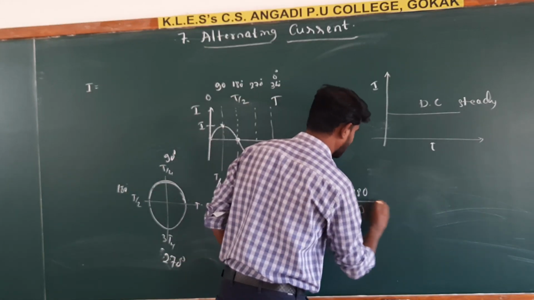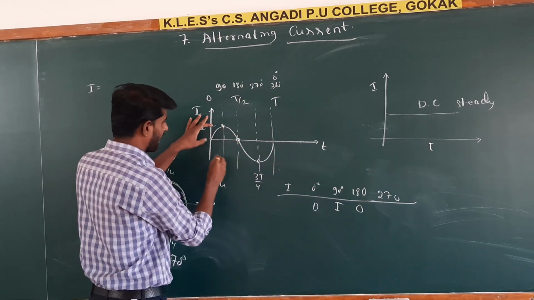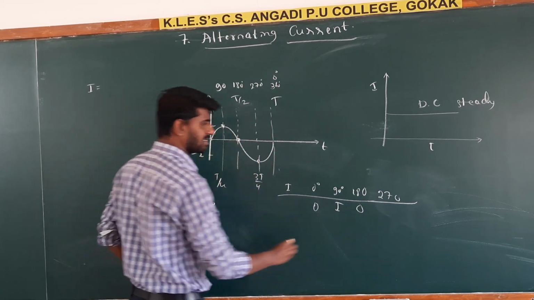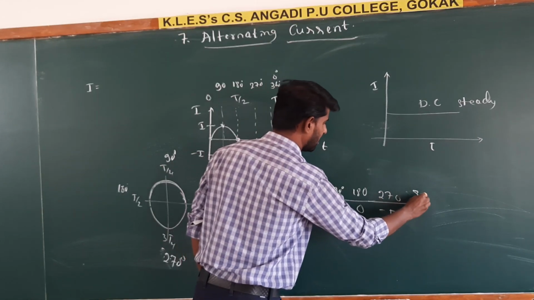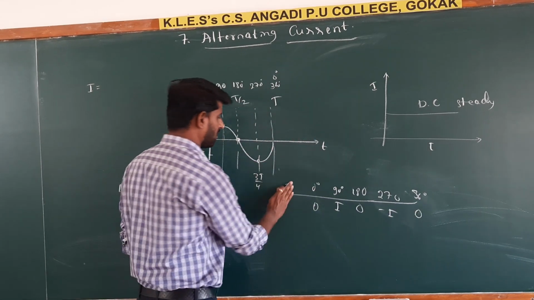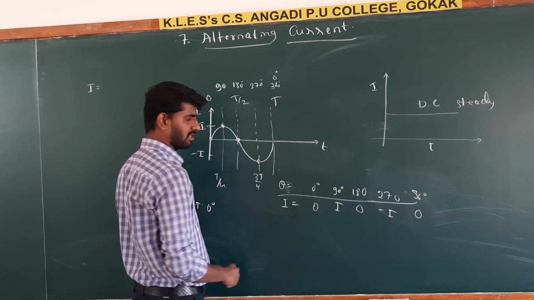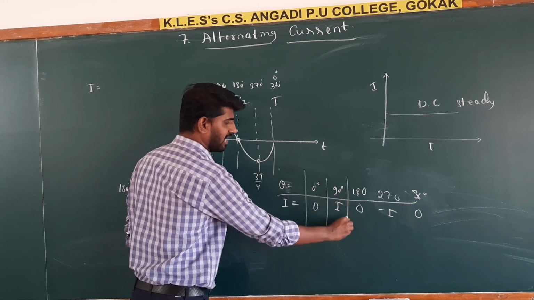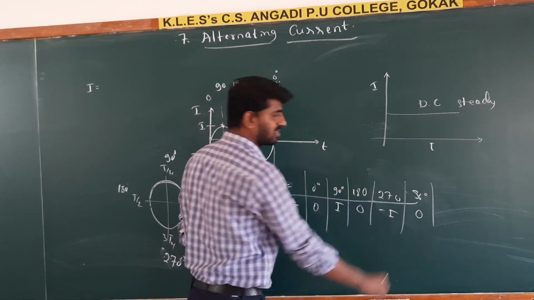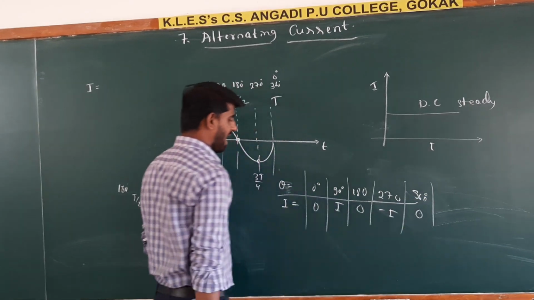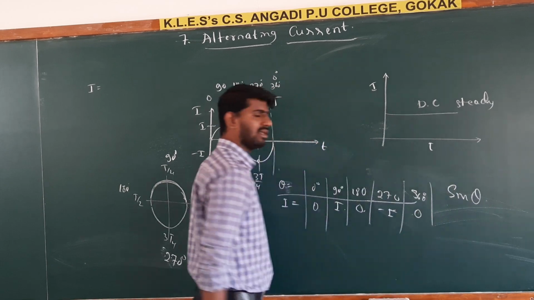In case of 270, this is minus I, since the same distance is here, so this is minus I. In case of 360, again this is 0. See the values of theta, I mean angles, and here this is the value of current. So at 0 degree it is 0, at 90 degree maximum, at 180 it is 0, at 270 maximum in negative quantity, and at 360 degree it is 0. These values hold good with the variation of the sine function.